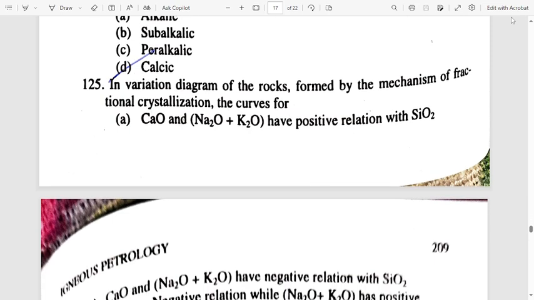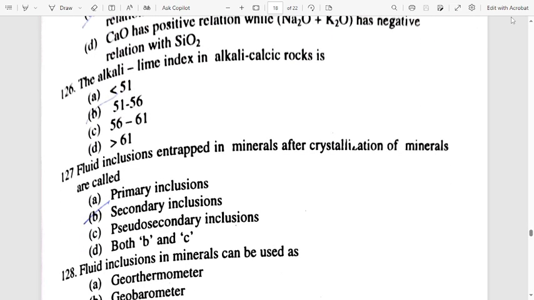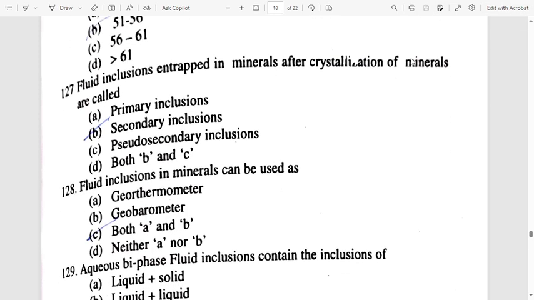In the variation diagram of the rocks formed by the mechanism of fractional crystallization, the curve for CaO has a negative relation while Na2O plus K2O has a positive relation with SiO2. The alkali-lime index in alkali-calcic rocks is 51 to 56. Fluid inclusions entrapped in minerals after crystallization of minerals are called secondary inclusions.